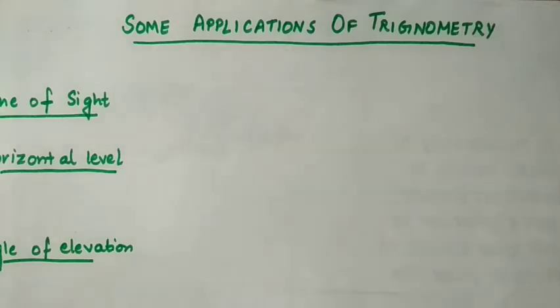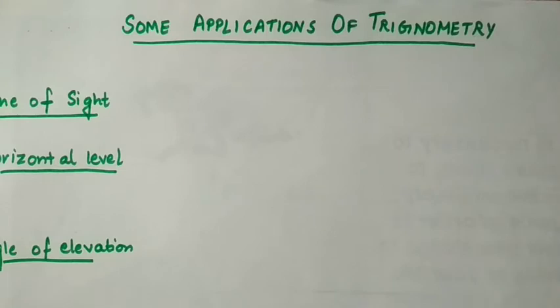Hello everyone. Today we are going to start chapter 9, some applications of trigonometry. In this chapter we will study how we can use trigonometry in order to find the heights of the objects and the distance between the objects. It means in this chapter we will learn the application of trigonometry.